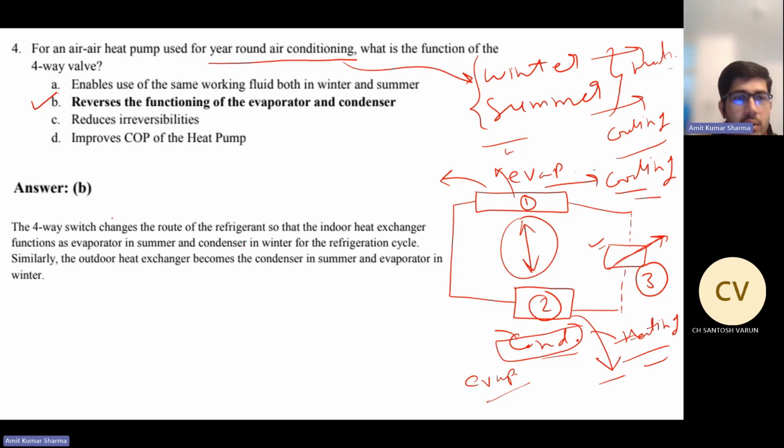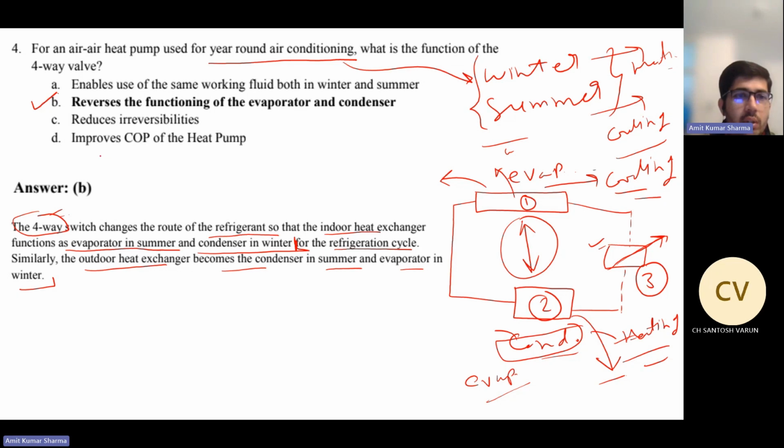So the four-way switch changes the route of refrigerant so that the indoor heat exchanger functions as evaporator in summer and condenser in winter. Point to be noted: the indoor heat exchanger functions as evaporator in summer and the condenser in the winter for the refrigeration cycle. Similarly, the outdoor heat exchanger becomes the condenser in summer and evaporator in the winter. So basically, the four-way valve is changing the operation of evaporator and condenser. It reverses the functioning of evaporator and condenser. So the correct answer is B.